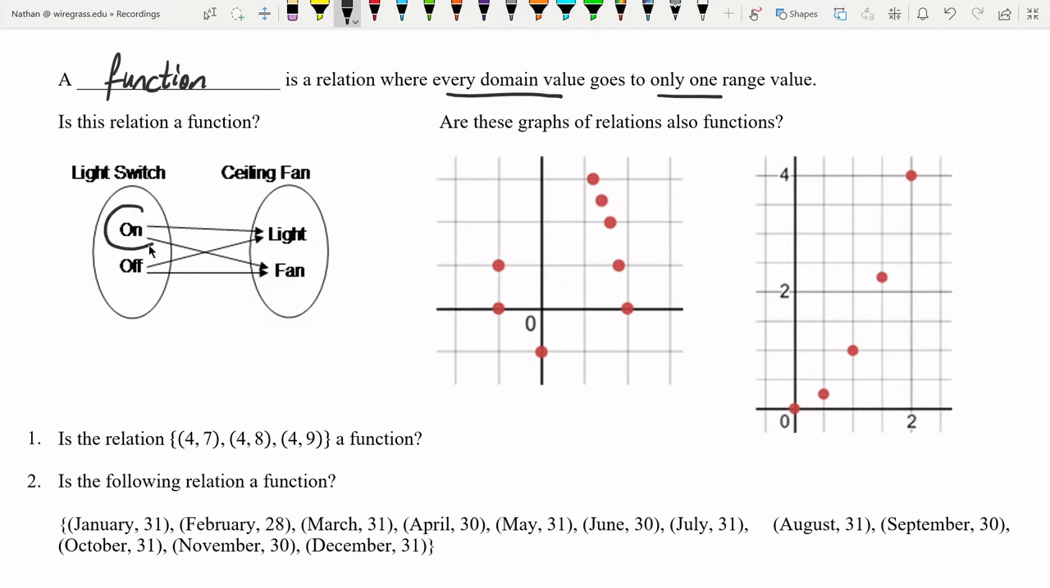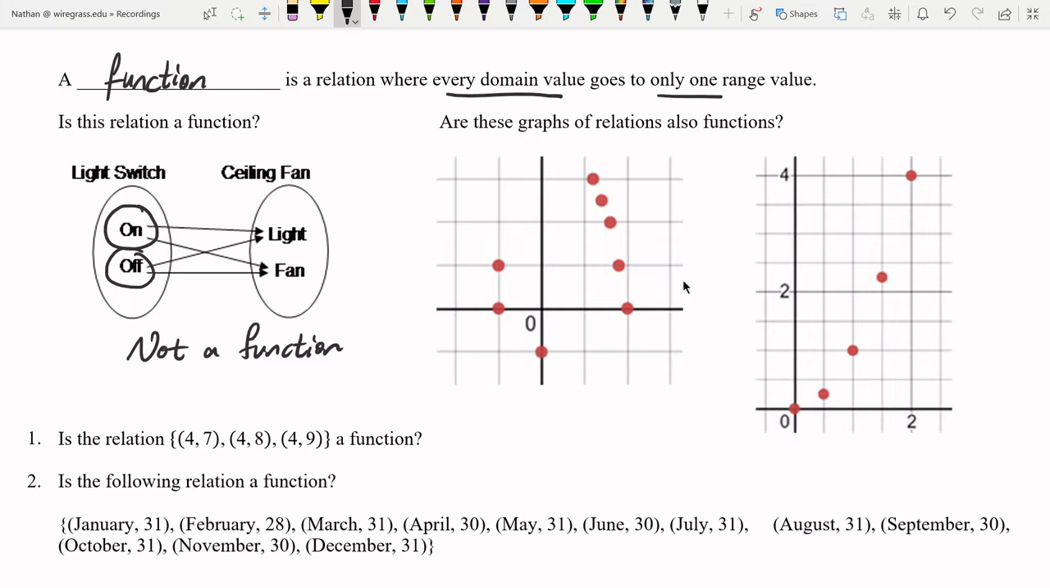Because the on goes to two things, and also because the off goes to two things, this makes this not a function. You only have to have one domain value going to two things for it to be not a function. Here we have two, but that doesn't matter.